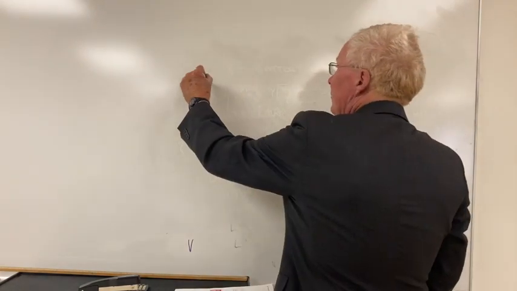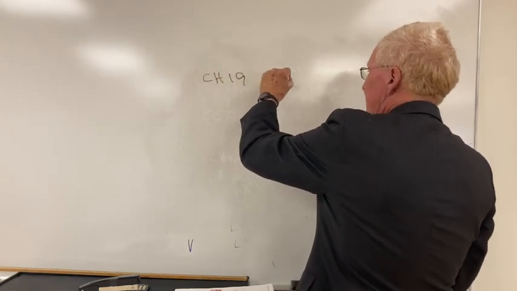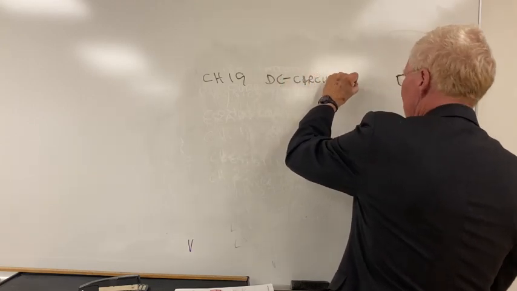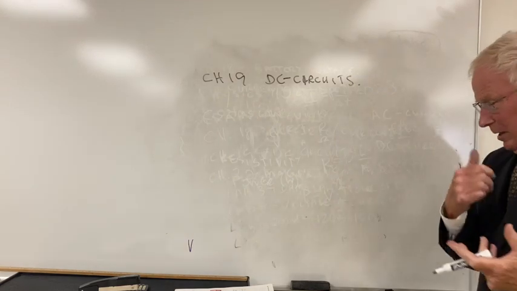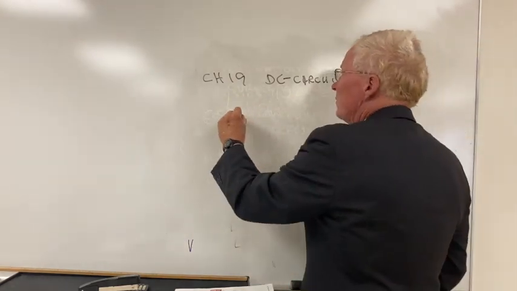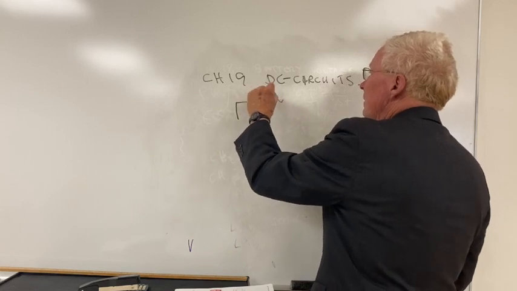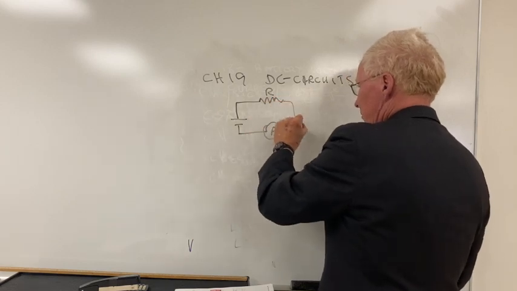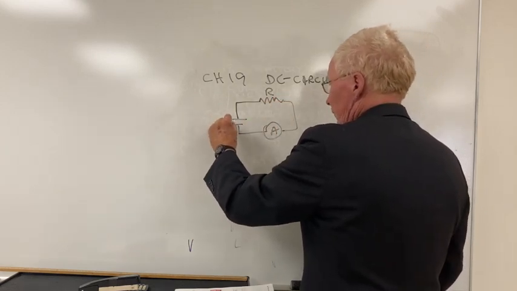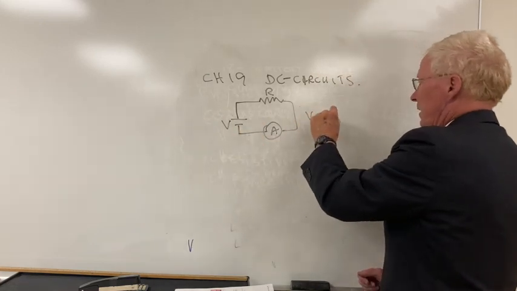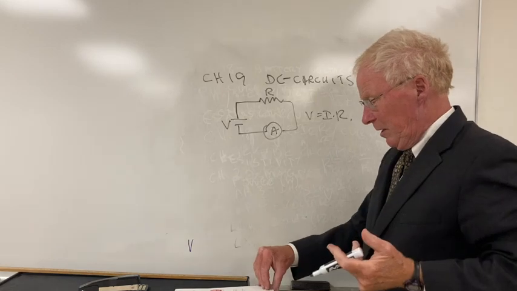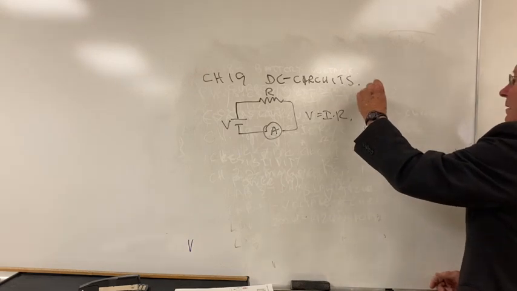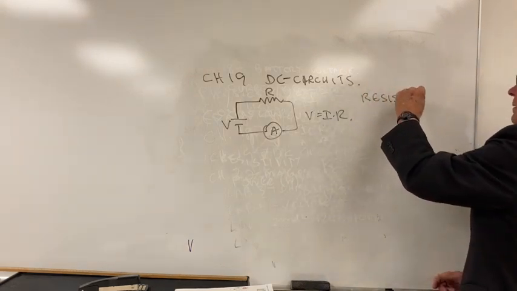Okay, so moving on. All right, chapter 19, DC circuits. All right. This is where we're just going to be doing simple circuits. Again, a simple circuit is we have the resistor, a battery, and some sort of ammeter to measure the current. So again, V is I times R. And then we talked about the resistors in parallel and series.